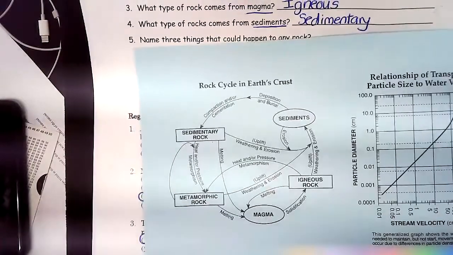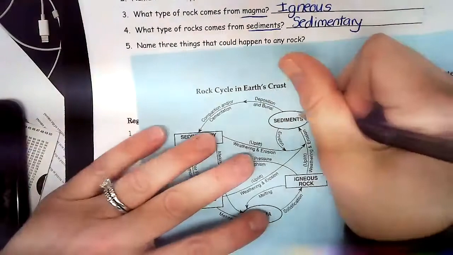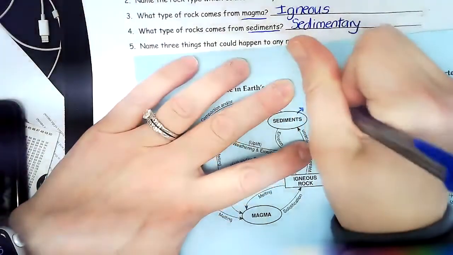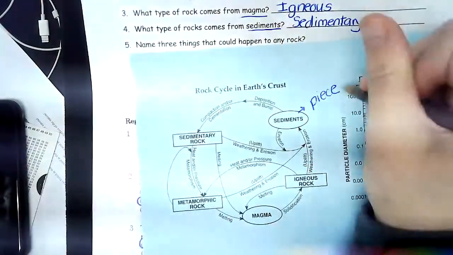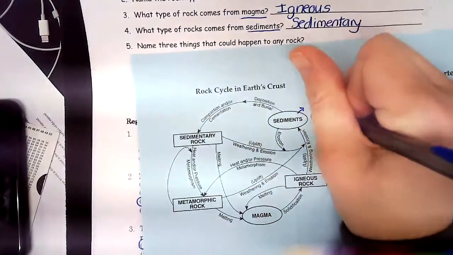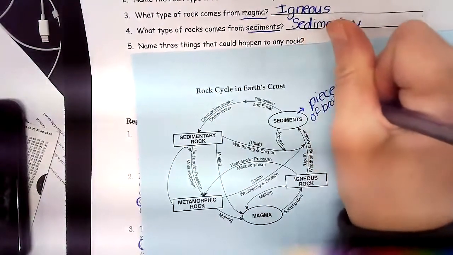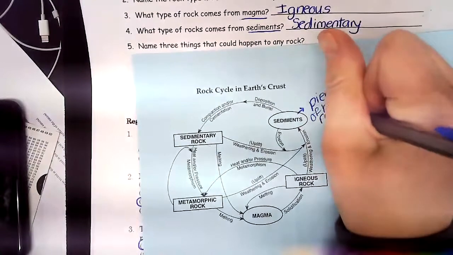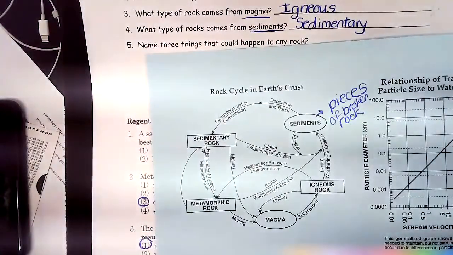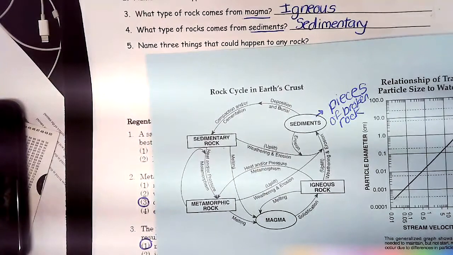And if you don't have this on your reference table, basically, it's just a grain of sand. So sediments are pieces of broken rocks. If you might forget that and you want to add that right to your reference table, you're welcome to. So sediments are just pieces of broken rock.